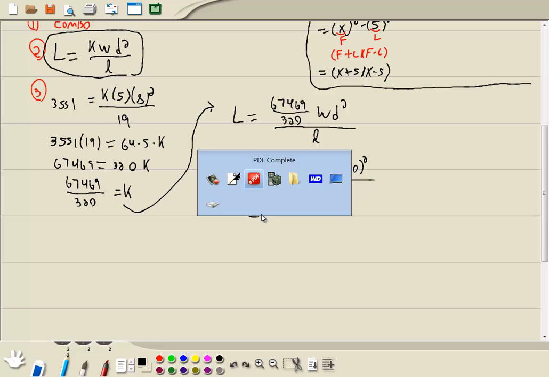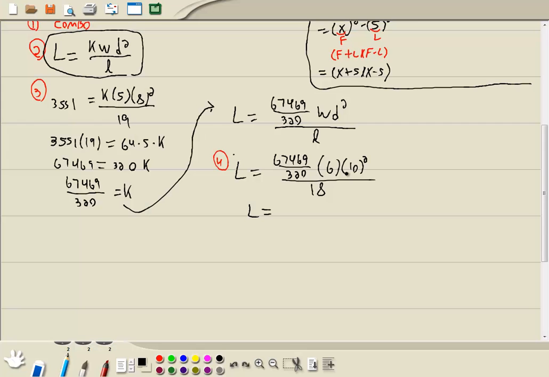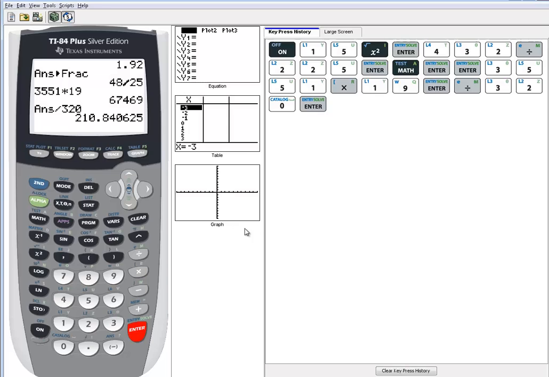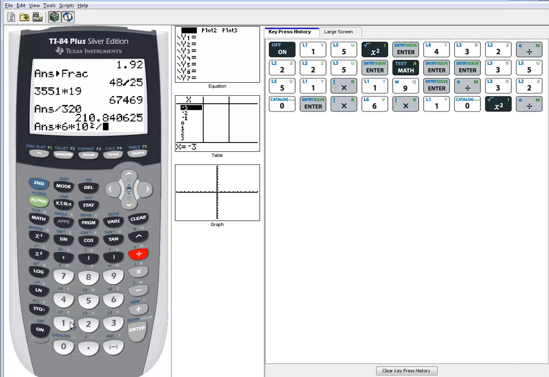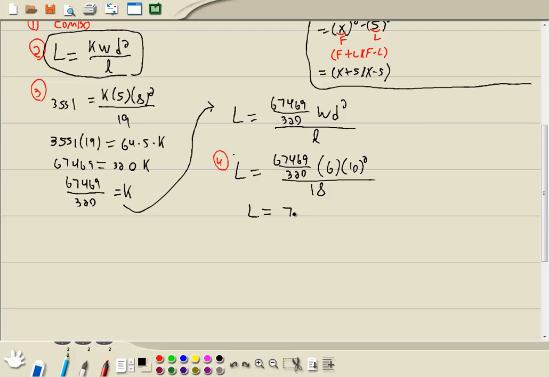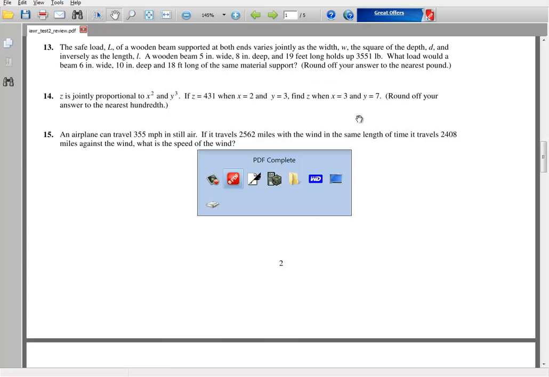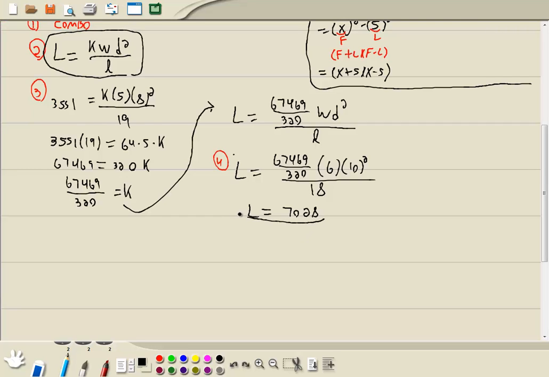Now I should already have that other one in my calculator. This right here is this first fraction, so times 6 and times 100. So times 6 times 10 squared divided by 18. And we got 7,028. And round off your answer to the nearest pound. So that'd be your answer.